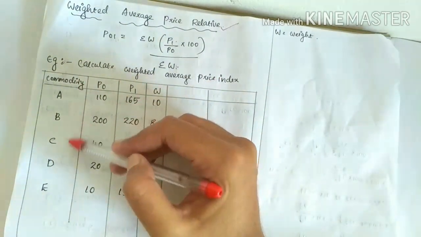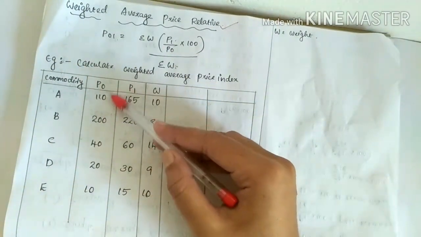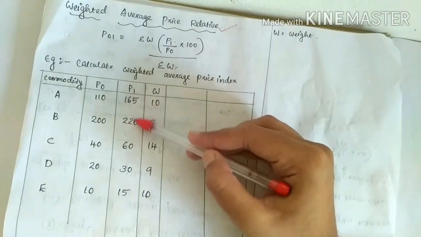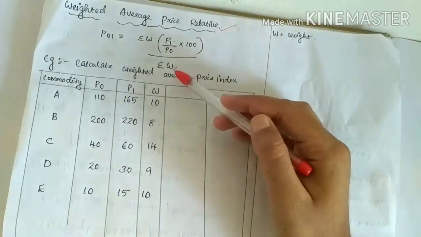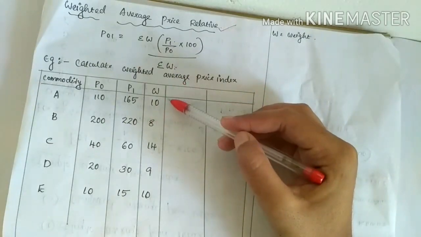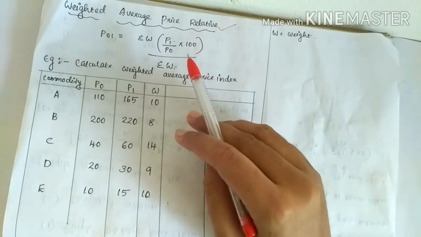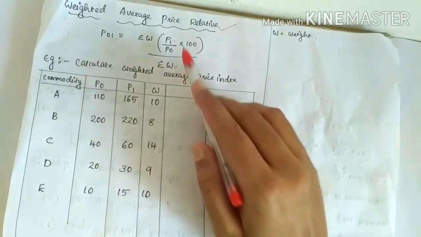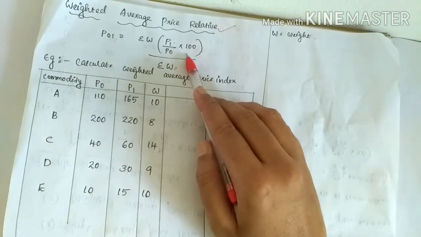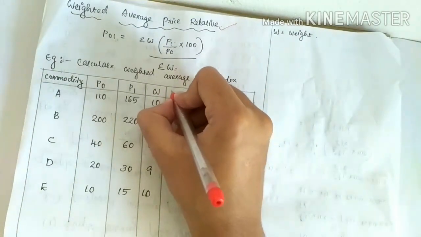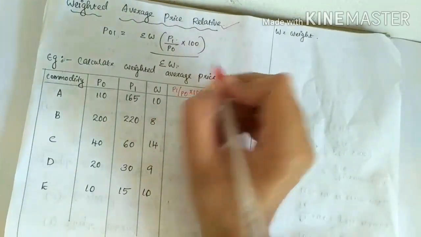The commodity A, B, C, D, E, 5 commodities are given, and the price of base year, that is P0, is given, and the price of current year P1 is given, and corresponding weight is given in the question. Then you have to calculate weighted average price index. The first procedure is that you have to calculate price relatives, that is P1 divided by P0 into 100. The first column, P1 divided by P0 into 100.